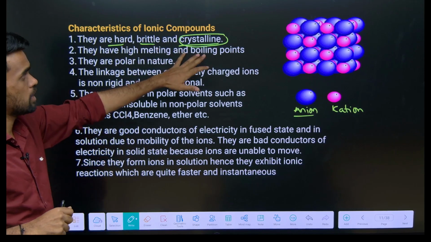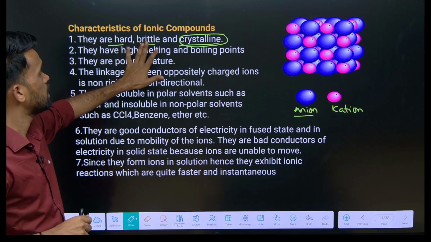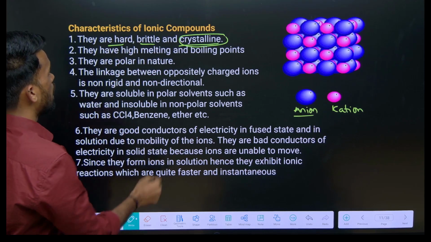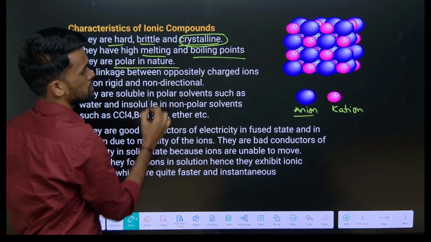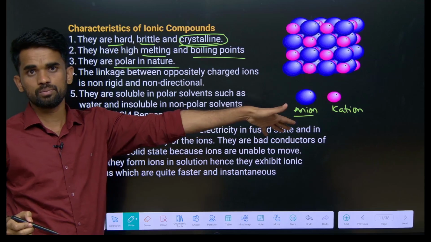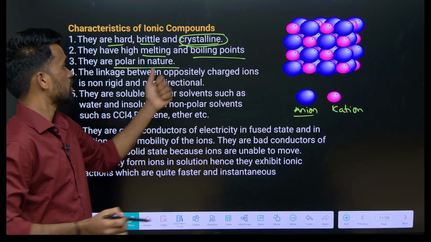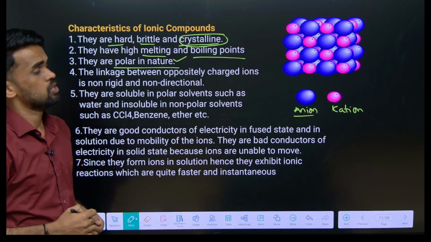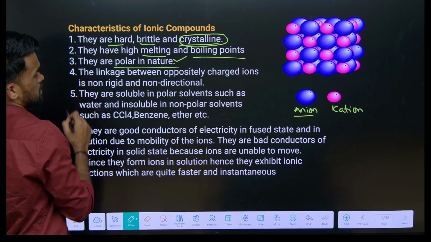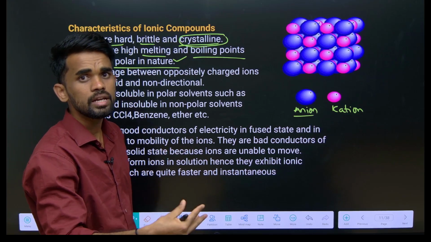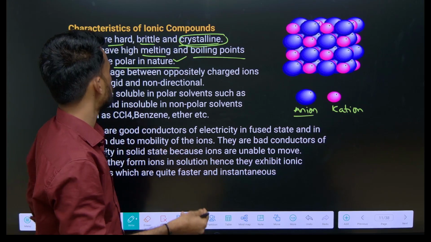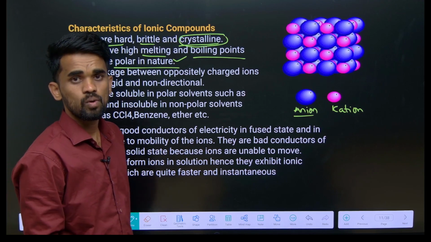So generally ionic compounds are considered to be hard and brittle, and they show high melting and boiling points. They are polar in nature. Since they have cation and anion poles, we can consider them polar in nature. Since they are polar, we know polar compounds dissolve only in polar solvents. So what are the polar solvents? Let us say water is a polar solvent.